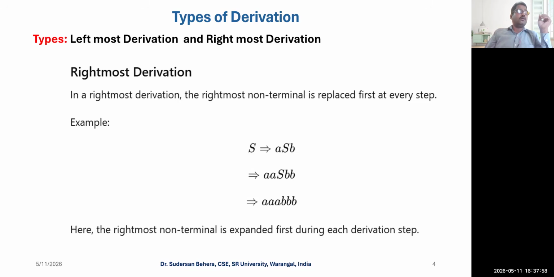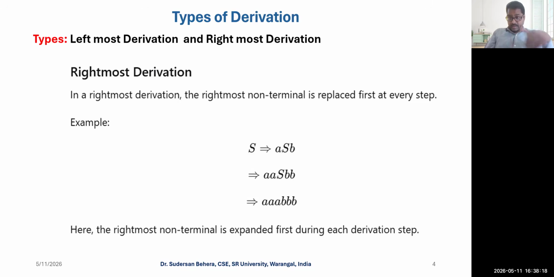If the question asks you to find the leftmost derivation, don't get confused. Only one variable is there, and I have to take it as the left one. At that time, you consider that the variable is the leftmost variable. If the rightmost derivation is asked, at that time you can treat it as the rightmost variable.